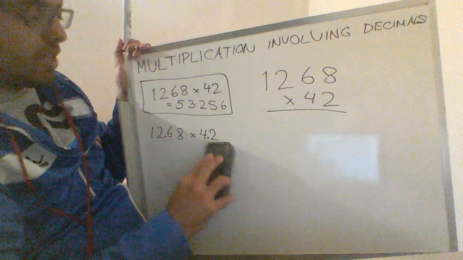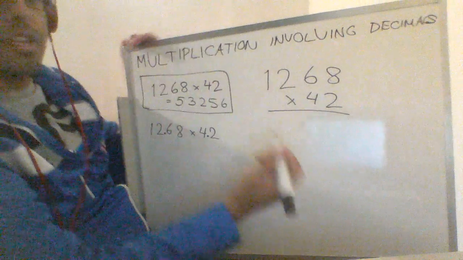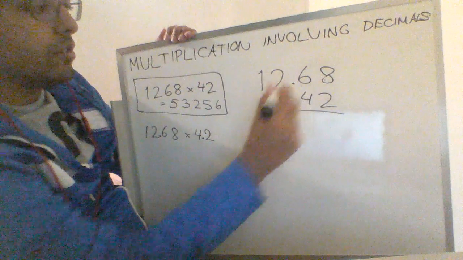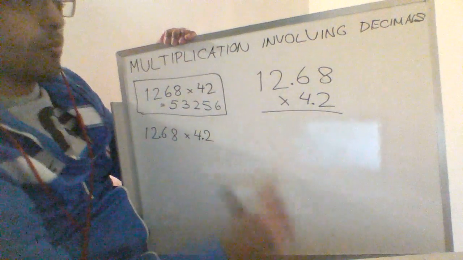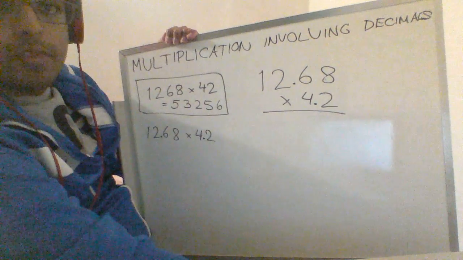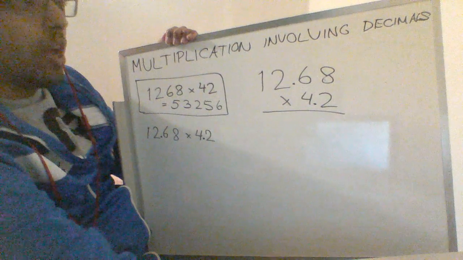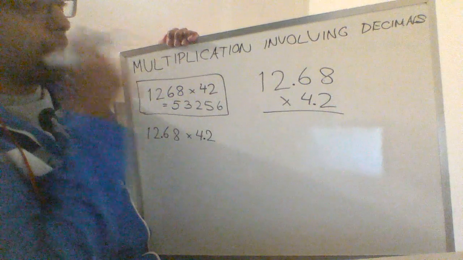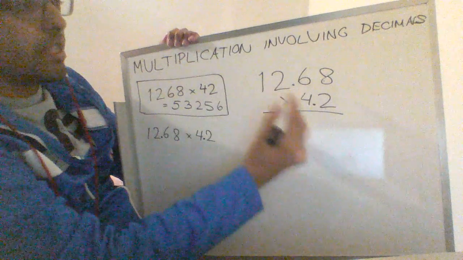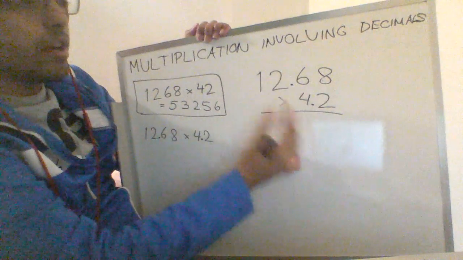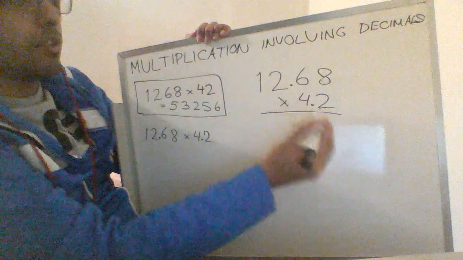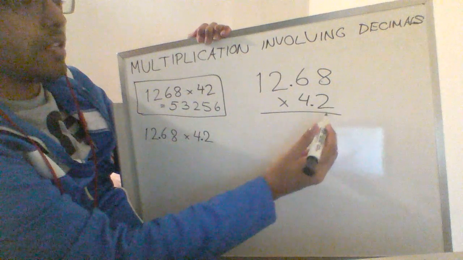And now we're going to do the same problem, but we're going to throw in those decimal points. So we're going to put in a point here, 12.68, and 4.2. Now, while we're calculating each individual product, 2 times 8, 2 times 6, all of that, we're going to ignore these decimal points to begin with. So we start by going through the process exactly like we just did.